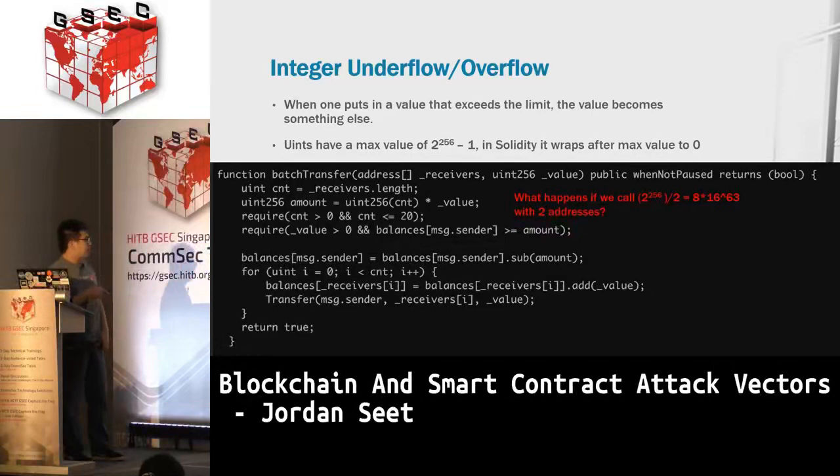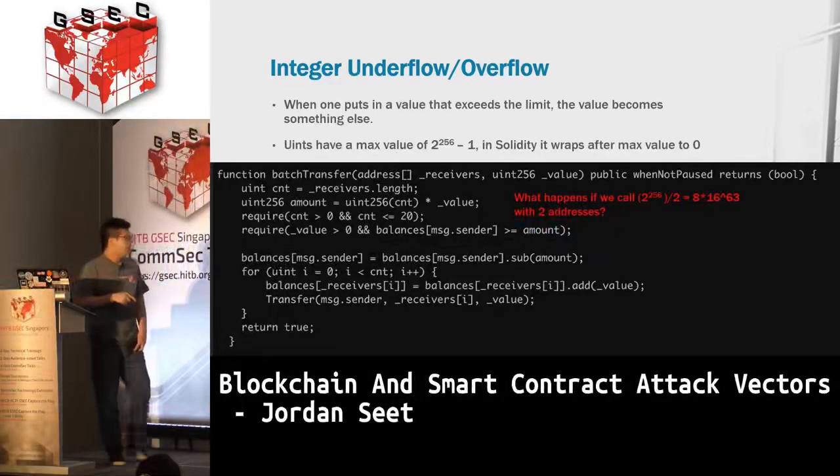So we have 2 people. The value is legit because we have a huge amount of value over here. It passes the first requirement because the number of people we send to is 2, which is more than 0 and less than 20. The required value is where the magic happens. The value is huge, so it's more than 0 for sure.